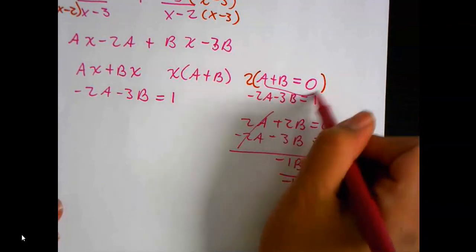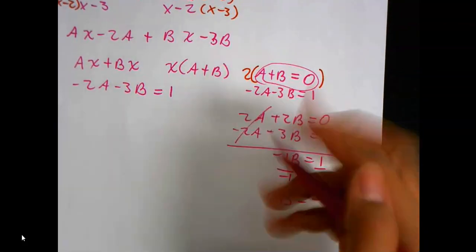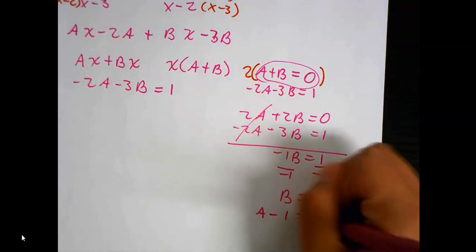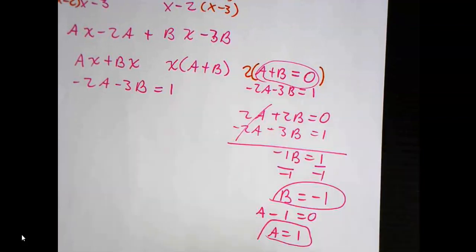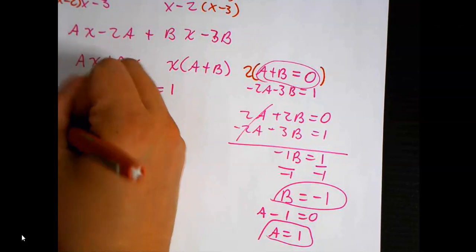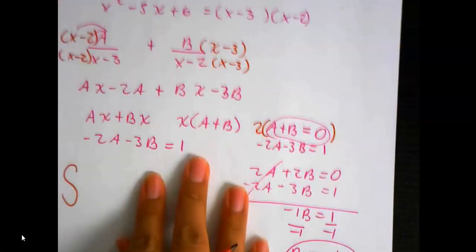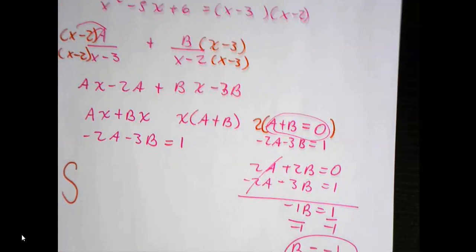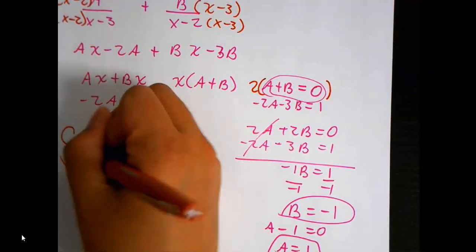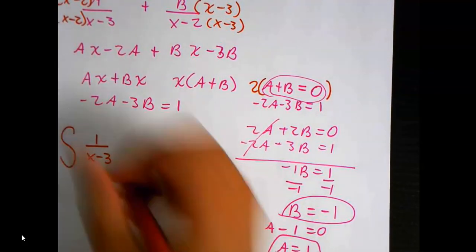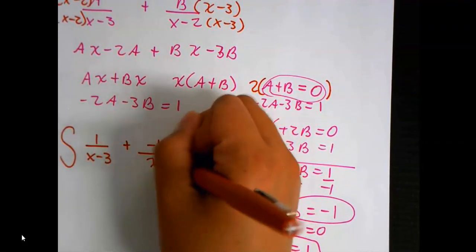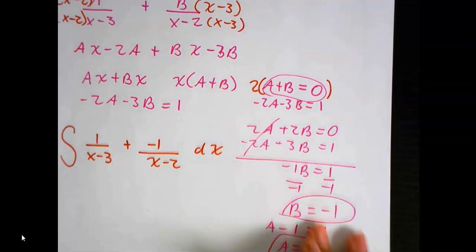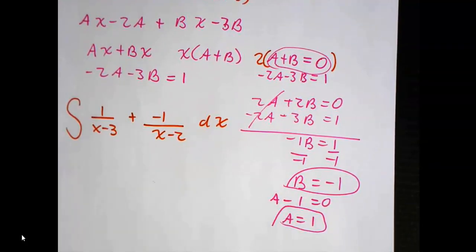I'm going to use the original equation, A plus B equals 0, and if I plug in negative 1, A minus 1 equals 0. That means that A equals 1. So then, what do I need to integrate? I go back, and instead of A, I'm going to have 1. So it's going to be 1 over x minus 3 plus, B is negative 1, over x minus 2, dx.